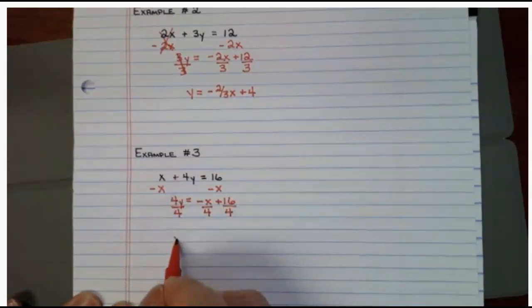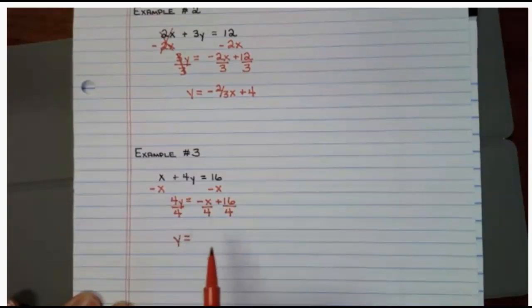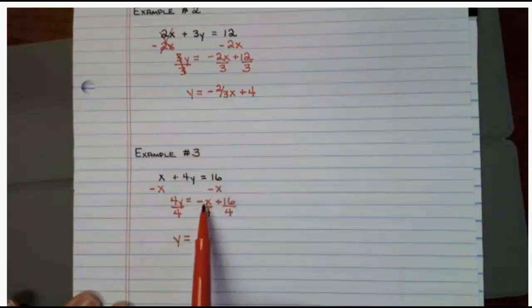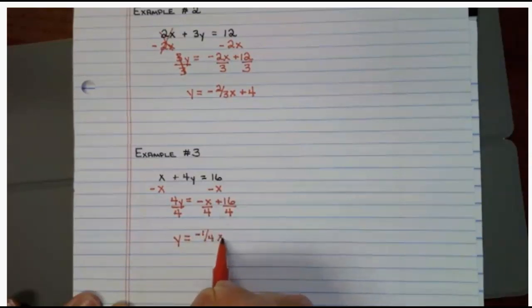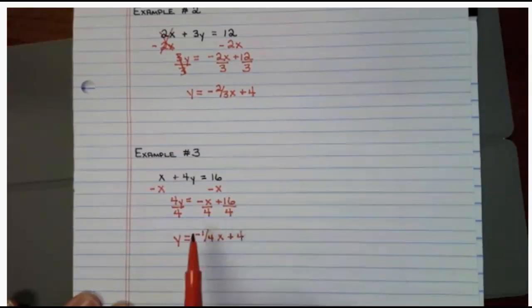The 4's cancel out. I've got y is equal to, and here's where some students have some difficulty. They forget that there is a 1 in front of this x. So just like up here, this is going to end up being a fraction where it's negative 1 divided by 4. I put the x beside it, I divide these numbers, and get positive 4. So remember, there is a 1 sitting right there. So this is going to end up being a fraction just like this one.